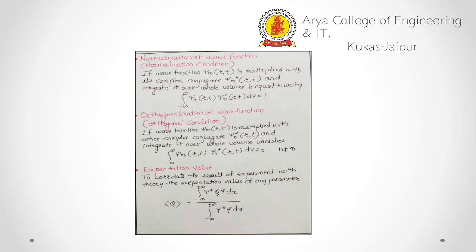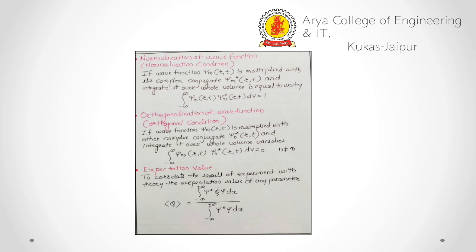Now let's move to the next property, orthogonalization of wave function, which is also called the orthogonal condition. If wave function psi m(r,t) is multiplied with the complex conjugate psi n star(r,t) and integrated over the whole volume and it vanishes, mathematically it can be written as integration from minus infinity to infinity of psi m(r,t) psi n star(r,t) dV is equal to 0.